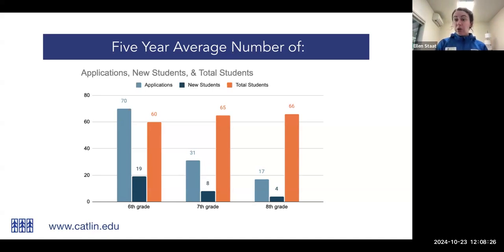And then if you look at the two blue columns, it will tell you the number of students who apply and then the number of students who we are able to enroll who become new students in our middle school. So if you look at sixth grade, over the last 5 years, we've had on average about 70 sixth grade applications. And then we have been able to enroll about 19 kids, bringing our total class size to 60. So you can see for sixth grade, about a third of our class is new to Catlin Gable every year.